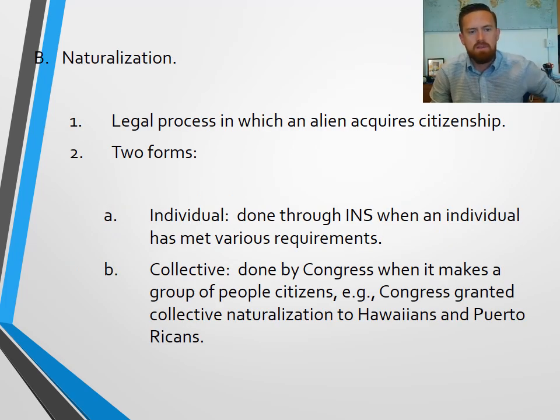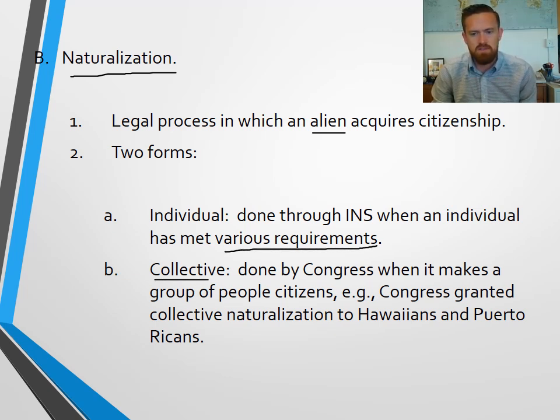Okay, another way of becoming a citizen is through naturalization. What that means is that you came here as an alien and you applied for citizenship and you passed a test and you took an oath and you pledged allegiance to the United States and you became a citizen. This can be done on an individual basis, which is when you as a person met various requirements. It can be done on a collective basis when Congress decides to give a bunch of people citizenship, like we did with Hawaiians and Puerto Ricans.